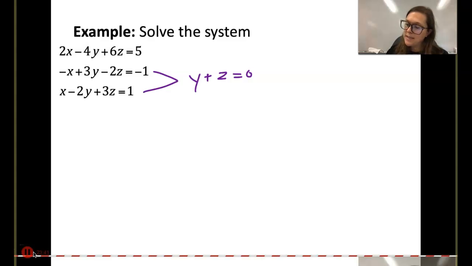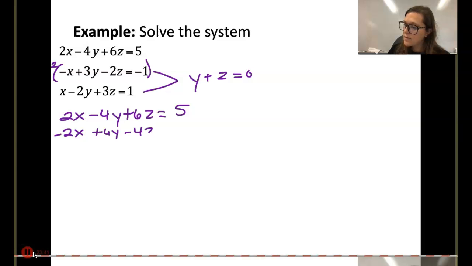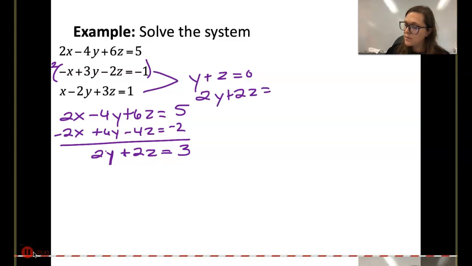If I wanted to eliminate the x's, let's say here, I would need to multiply my second line by 2. So that gets me, I'm going to rewrite 2x minus 4y plus 6z equals 5. That's just rewriting the first line. My second line now becomes negative 2x plus 6y minus 4z equals negative 2. So when I combine those, we get 2y plus 2z is equal to 3. Bring these guys together. 2y plus 2z is equal to 3.